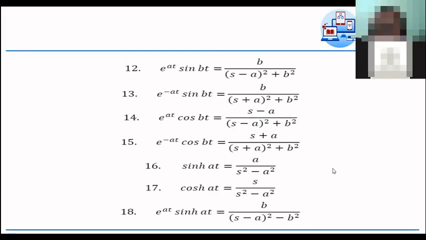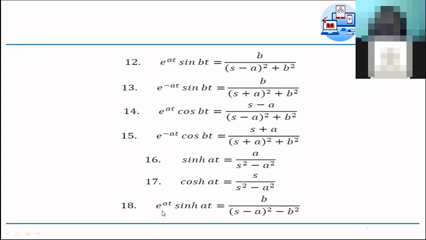And the last formula, e raised to a multiplied by t sine of b multiplied by t is equal to b all over s minus a squared minus b squared. So this is your 18th formula for the Laplace transform.